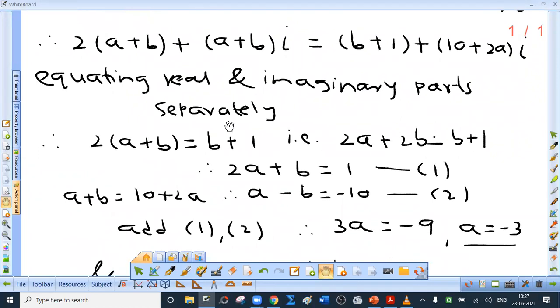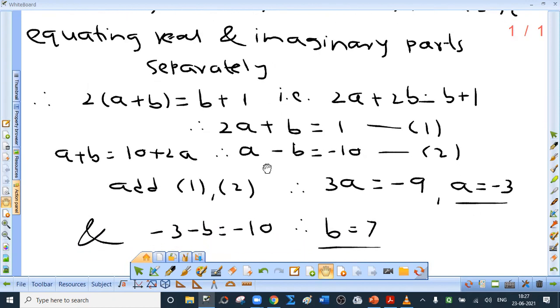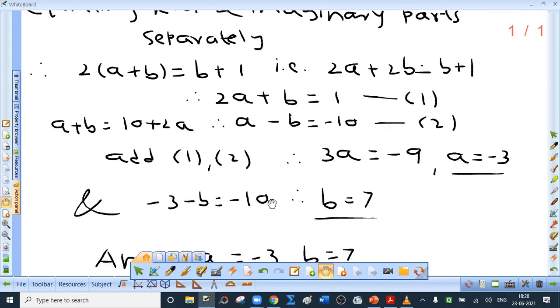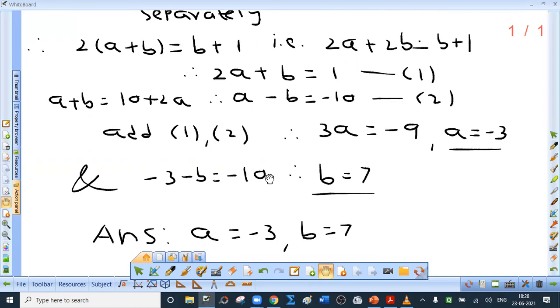Then you have to actually write this. So you get the first equation as 2a plus b equal to 1. On equating imaginary parts, please do not write a plus b into i equal to 10 plus 2a into i. That is not wrong actually, but when you say imaginary part, you should not include i, because i is an imaginary unit, remember. So this is the second equation. Add them to get a equal to minus 3. Put this in either of the two equations to get b equal to 7. So this is the final answer.